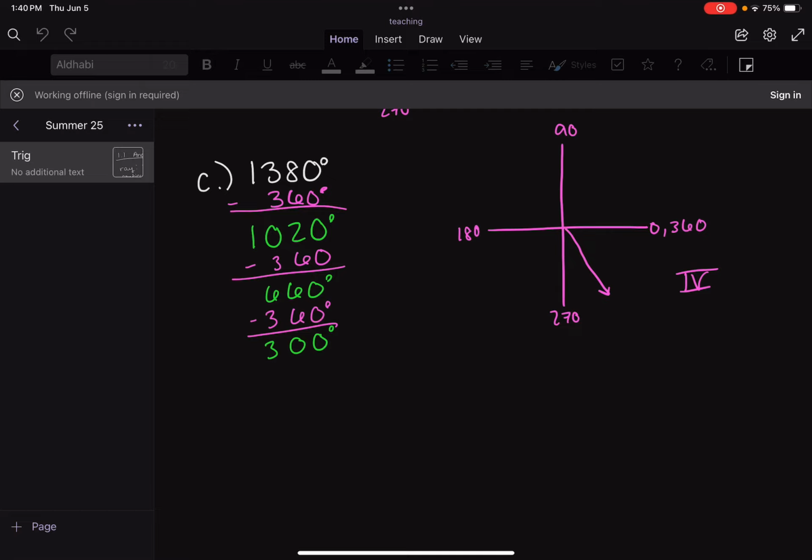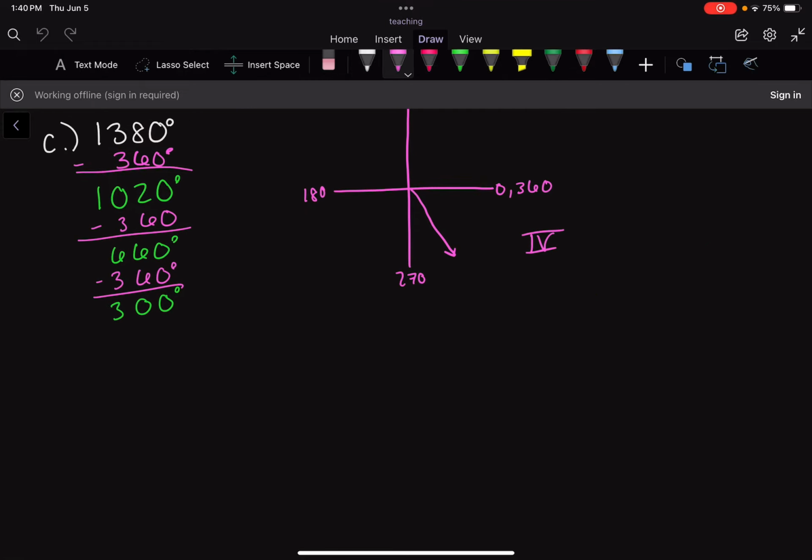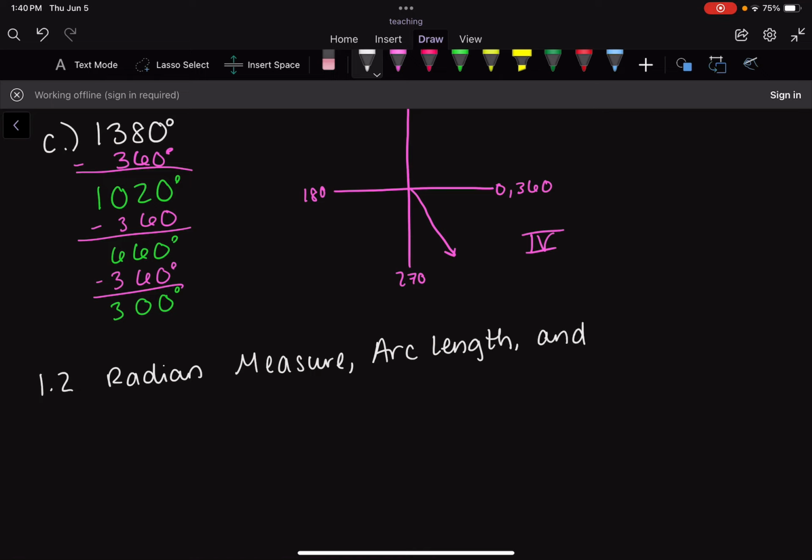Going over to our notes. This one is going to be 1.2. I'll go ahead and write the title for us. So 1.2 is radian measure, arc length, and area of sector.